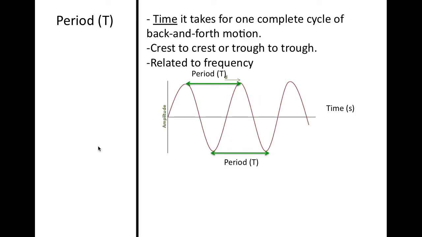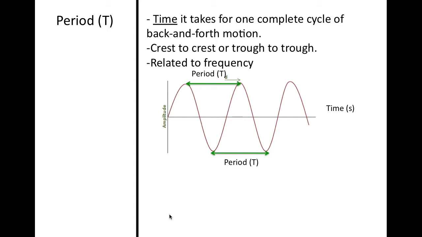A period, which we did not place on that diagram, is denoted by the capital letter T. It is the time that it takes for one complete cycle of a back and forth motion, of a vibration. It can be, for example, crest to crest. That would be a period, a complete cycle. Or it could be from trough to trough.